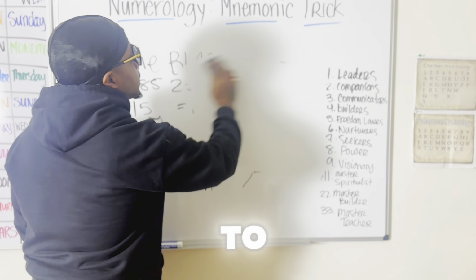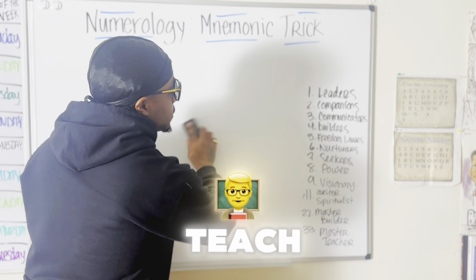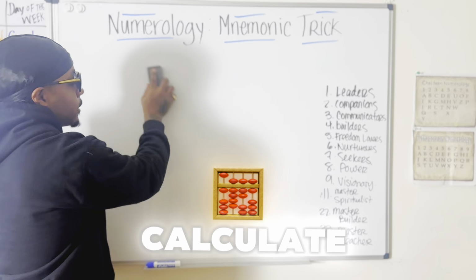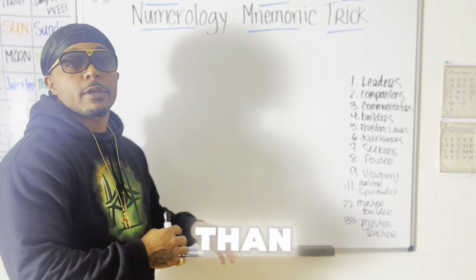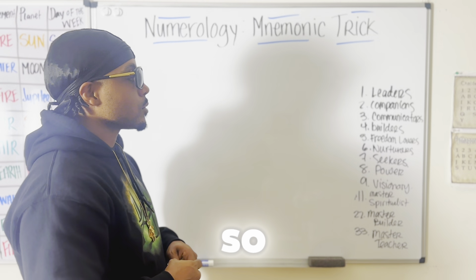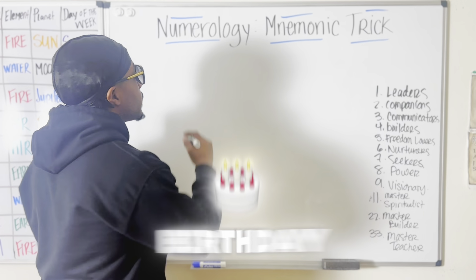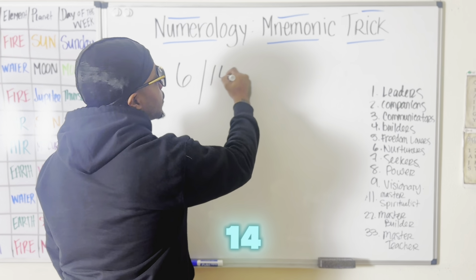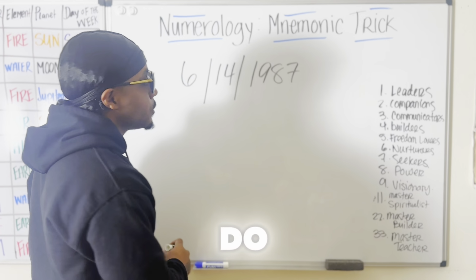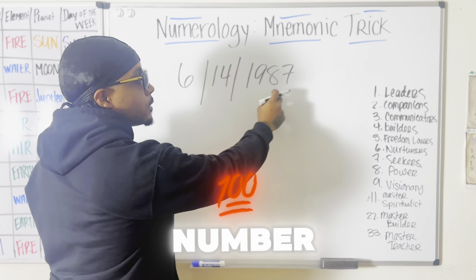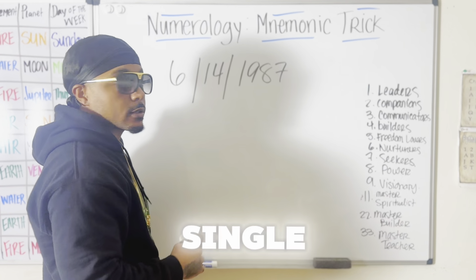Now I was going to end the video and do another video on how to teach you guys how to calculate your life path number, because that's one of the most important numbers other than your birthday number. So how you calculate your life path number. For example, my birthday is June 14, 1987. So what you'll do is you'll add each number and then you'll reduce to a single digit.